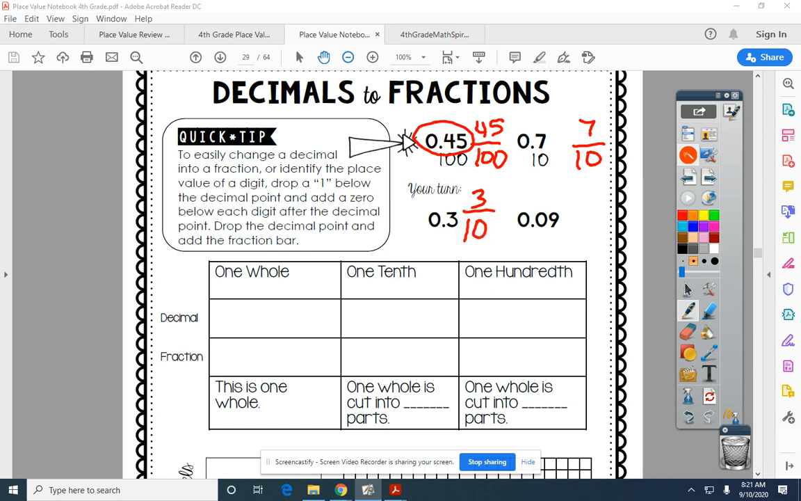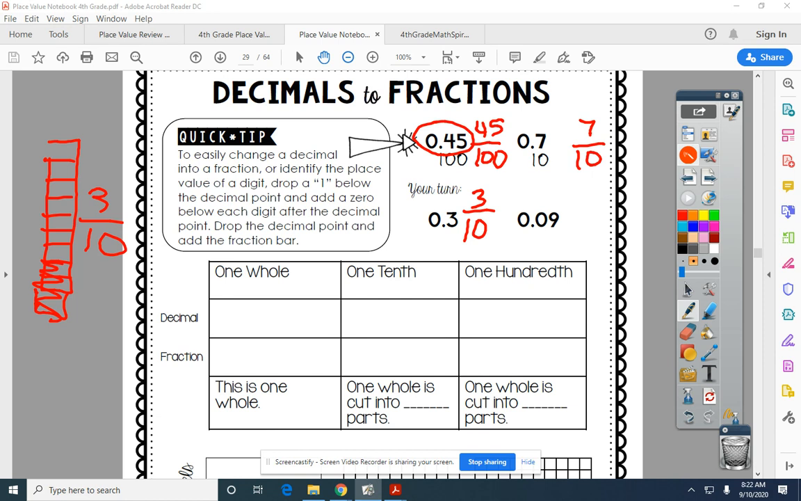Now think about how you would shade this model. If I had a 10 bar, 2, 3, 4, 5, 6, 7, 8, 9, one more, 10, I would just shade 3 out of 10. And if you had a 100 block and you shaded, I don't know, 45 of those, it would be 45 out of 100. I kind of get it.